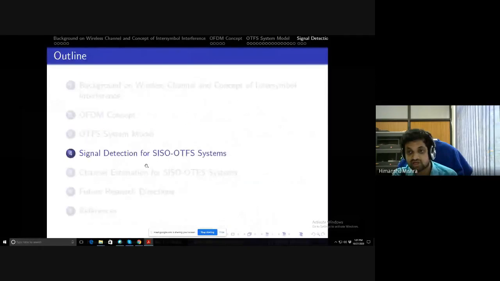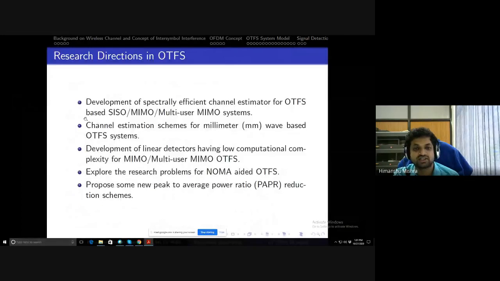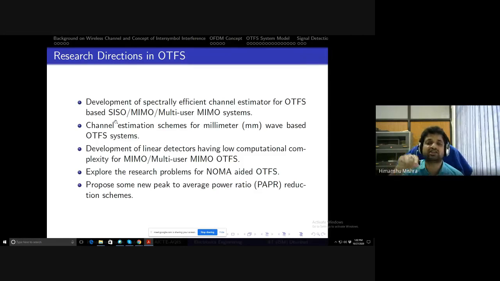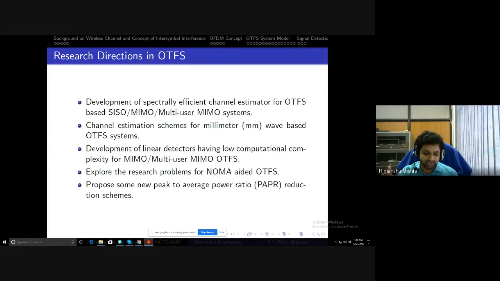Finally, I will just tell you some points. These are some basic things. One is development of spectral efficient channel estimation methods for OTFS. As I told you, since zeros are there in the frame structure, it will significantly affect the spectral efficiency. It will make it spectrally inefficient. To improve spectral efficiency, we can think of something more for the channel estimation.